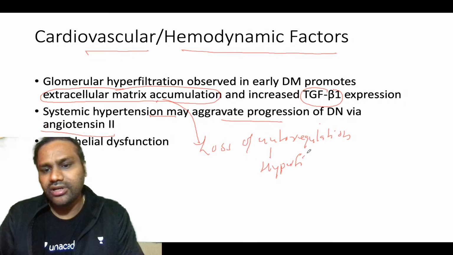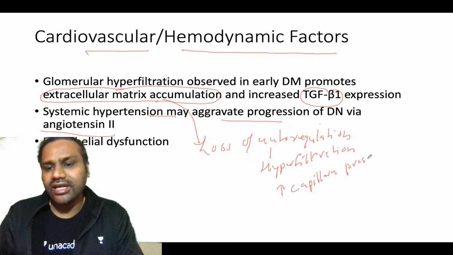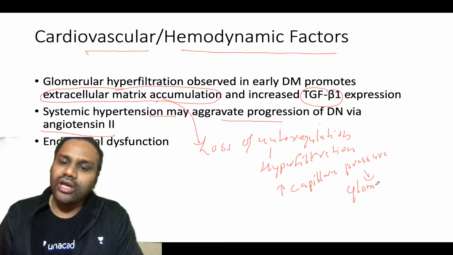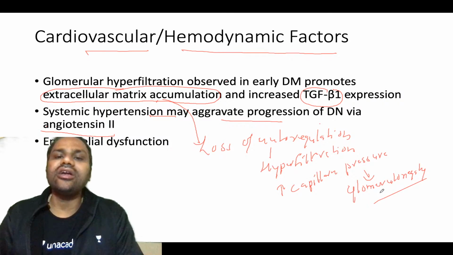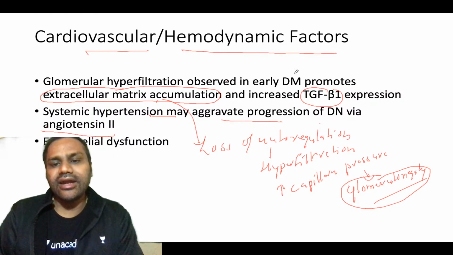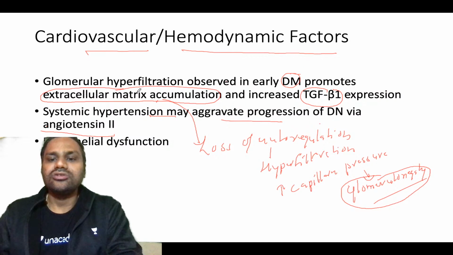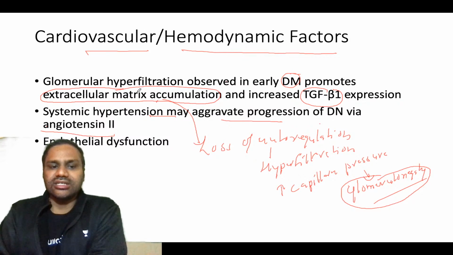This will result in hyperfiltration, and hence there will be an increase in capillary pressure. When there is an increase in capillary pressure, this will cause glomerulomegaly. So one of the findings in diabetic nephropathy is glomerulomegaly, and it is because diabetes mellitus promotes extracellular matrix accumulation. So extracellular matrix accumulation occurs because of glomerular hyperfiltration, so that you need to know.